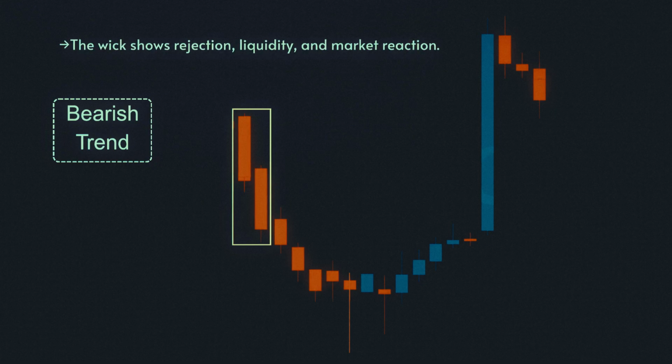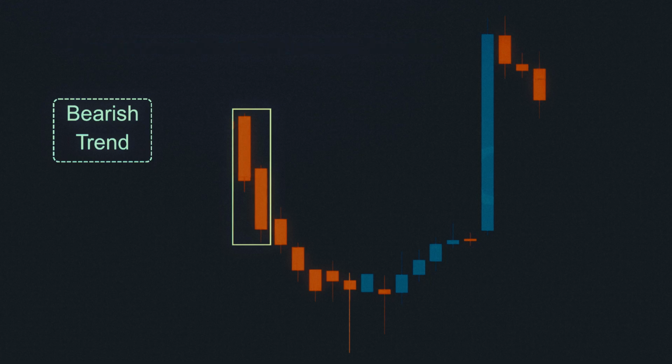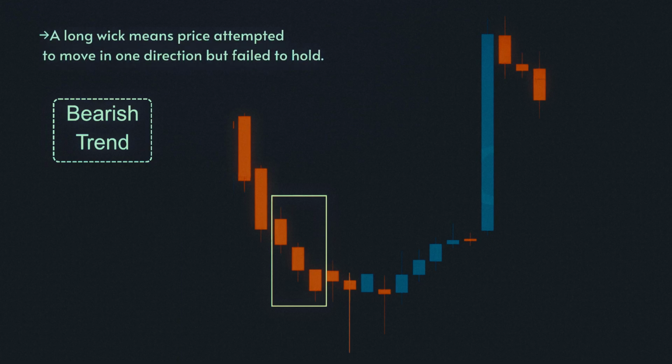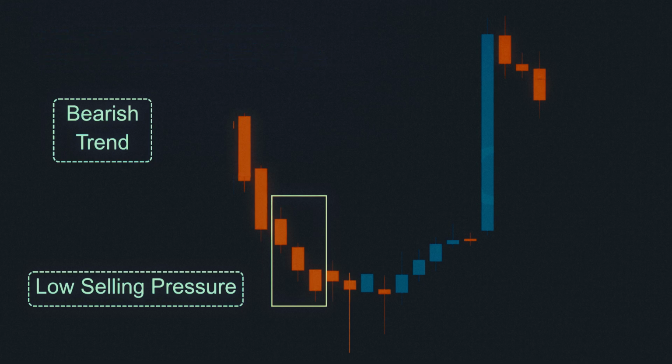You're going to see green hammers, and you're going to see red hammers. Now sure, a green hammer is technically a bit stronger, because buyers actually managed to close the price higher than the open. But listen, a red hammer is still 100% valid, even if the body is red, meaning the net sentiment for the day was slightly negative. That massive lower wick proves the exact same bullish tug-of-war happened right at the bottom.